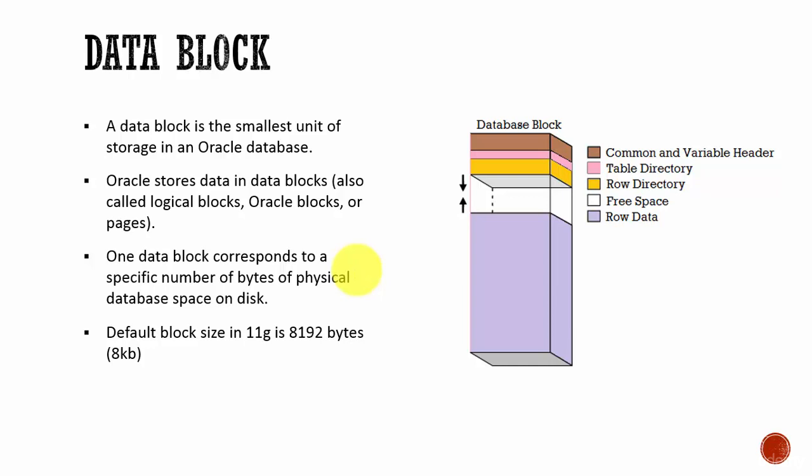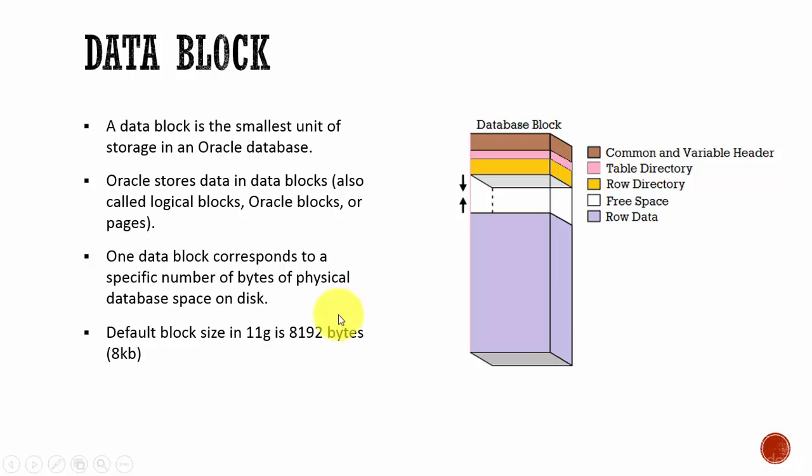Whenever we are talking about Oracle database and we are saying Oracle reads data and writes data, that means the Oracle database is writing data blocks and reading data blocks. Okay, remember that is the smallest logical unit by which the Oracle database understands. The default size in Oracle 11g and 12c is 8192 bytes, which is 8 KB.